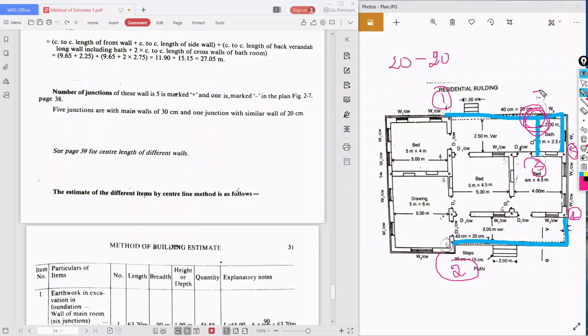So in the book, it is referred as negative marking. See here, the number of junctions 5 is marked with plus. Why? These 5 junctions are with main wall, that is 30 centimeter wall, and one junction with similar wall, that is 20 centimeter wall. Okay, so these are the junctions. So once we get the junctions, we can calculate further. Okay, so now what is the next step?